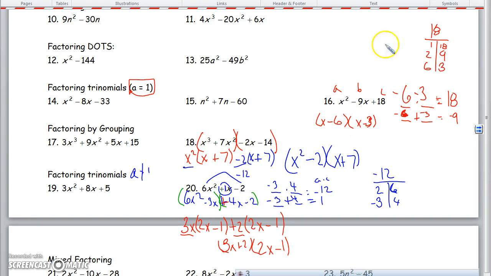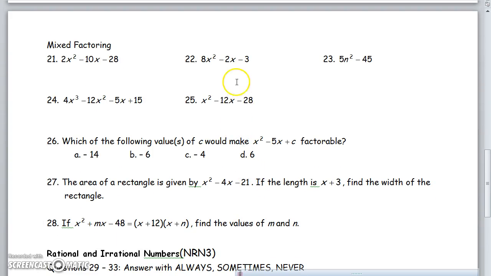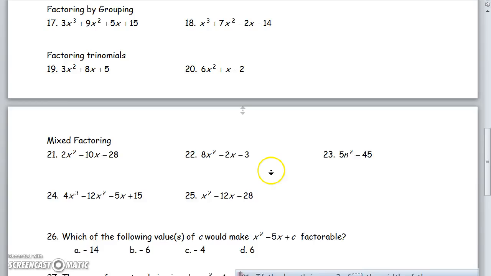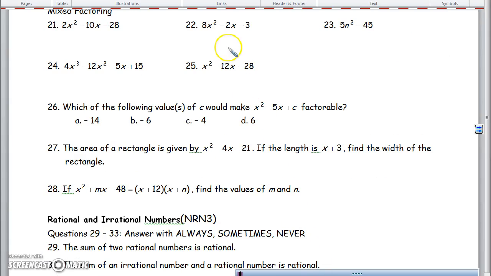So let's keep going on to our mixed factoring part. Let's get it just right. There we go. All right. So mixed factoring. Here's another hard one.